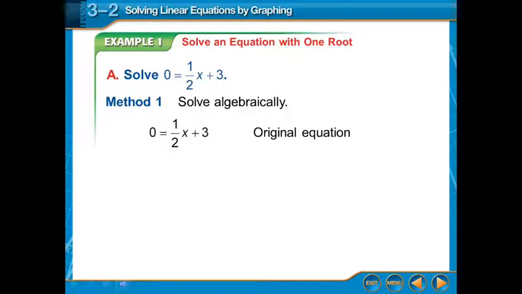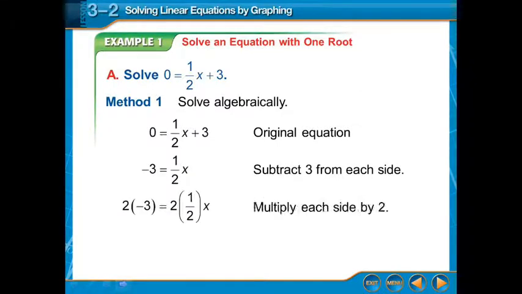We have the original equation. We're going to subtract 3 from each side. Now we're going to multiply each side by 2, and we find out that we do have a solution. We have -6 is equal to x, and so the solution here is -6. Because if we put -6 back in the place of x, it would make a true statement.